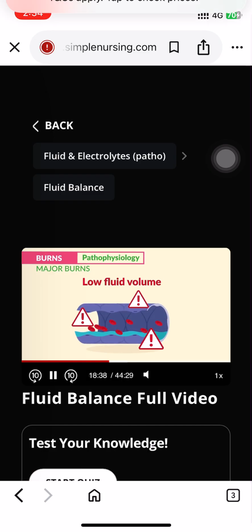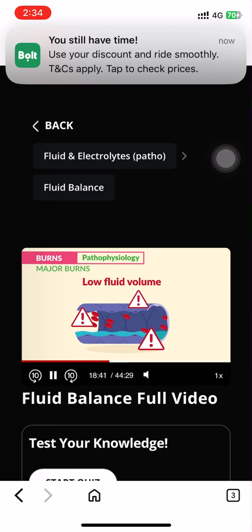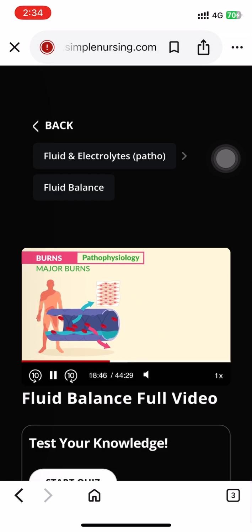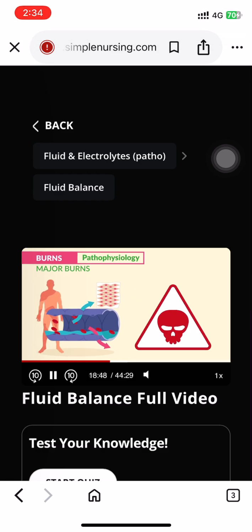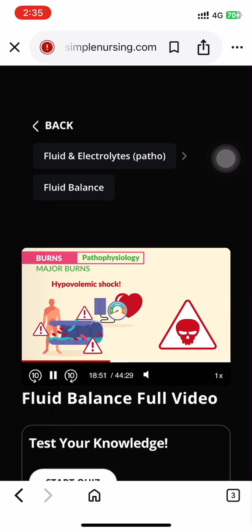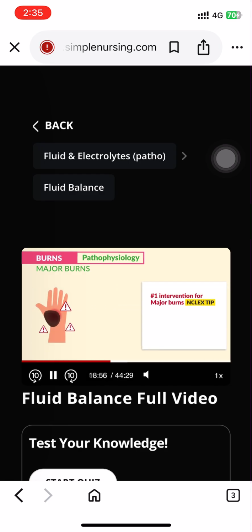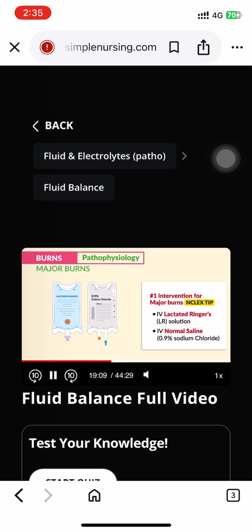Clients end up with severely low fluid volume intravascularly within the blood vessels as fluid and electrolytes escape and now go into the tissues, eventually progressing into deadly hypovolemic shock, that severely low blood pressure that eventually causes death. This is why the number 1 intervention for major burns in the first 24 hours, and big NCLEX tip, so write down these key terms: IV lactated ringers or LR solution and IV normal saline, that 0.9% sodium chloride. These 2 will help save lives.